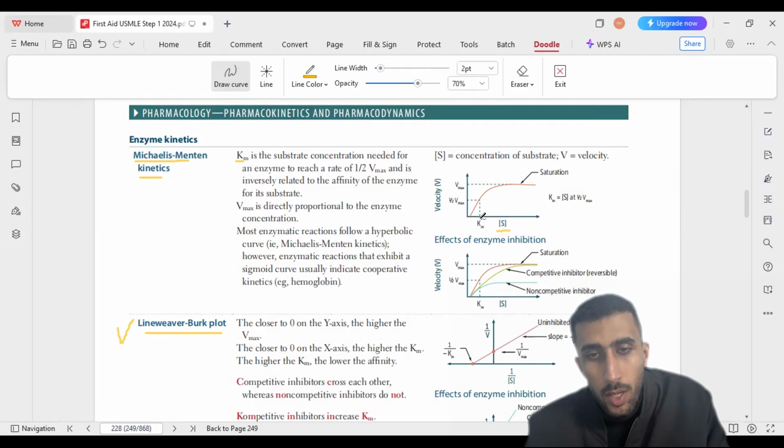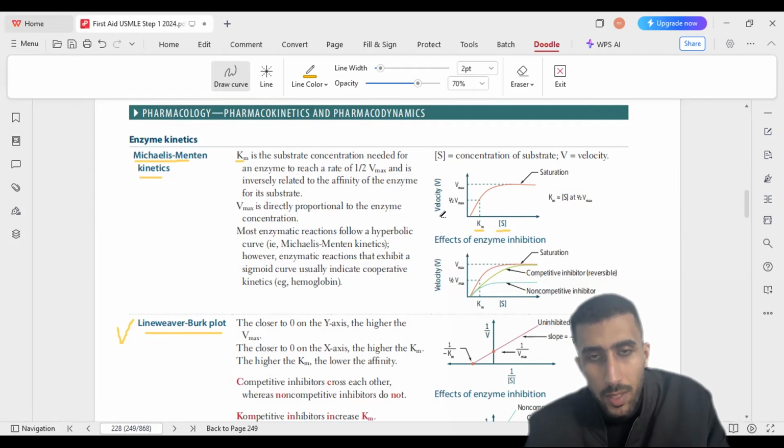half the Vmax. So on the x-axis is S, which is the substrate, and this is the Km. So the Km is how much substrate I need to reach half of the Vmax. It is the concentration of the substrate needed for an enzyme to reach half of the maximum velocity, and it is inversely related to the affinity of the enzyme for its substrate.